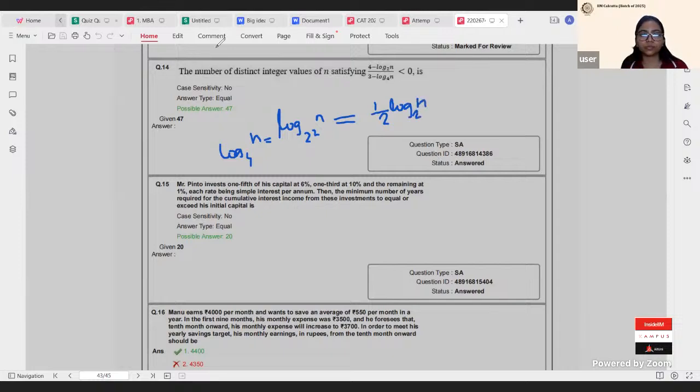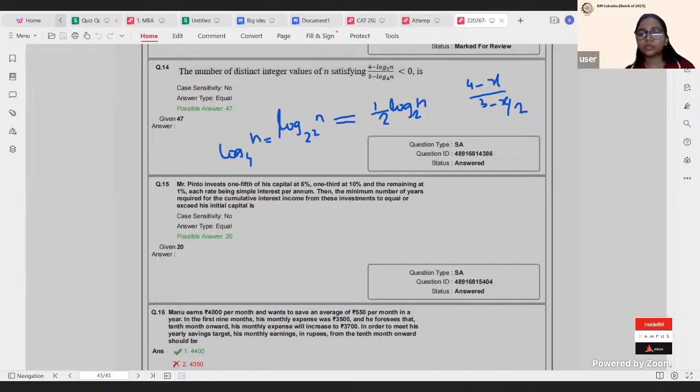Okay. So we'll have to find the number of distinct integer values of n which satisfies this condition. So if we consider log of base 2n to be something, for example, say x. So 4 minus x by 3 minus x by 2, essentially. This has to be less than 0.